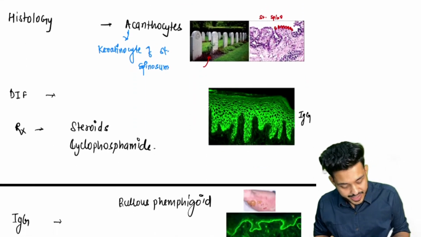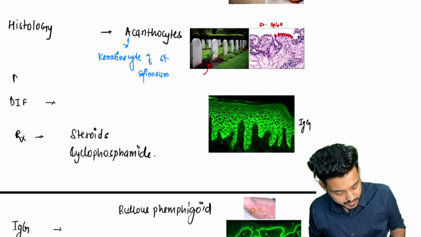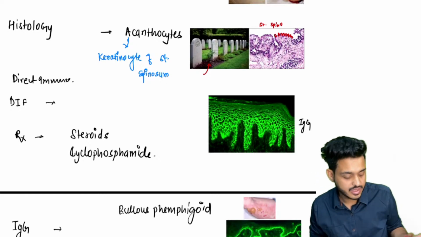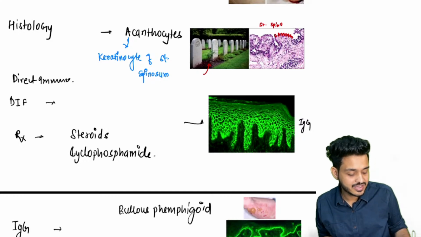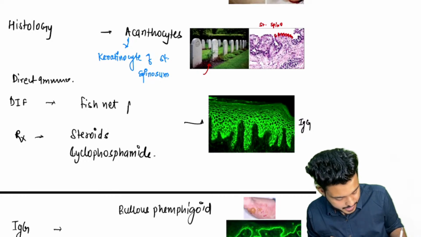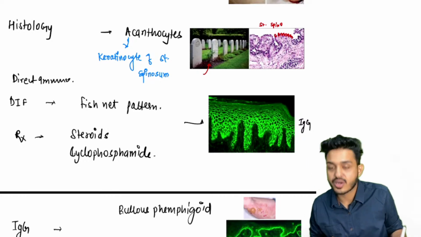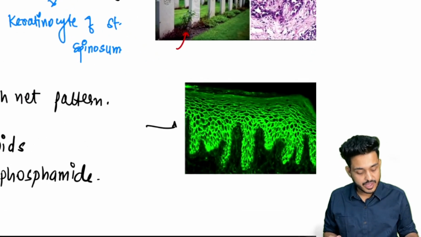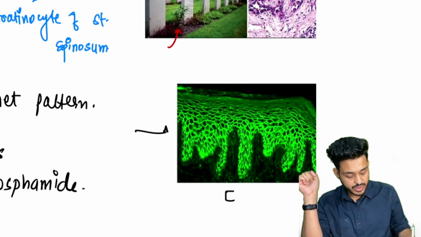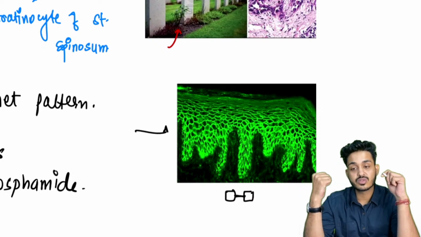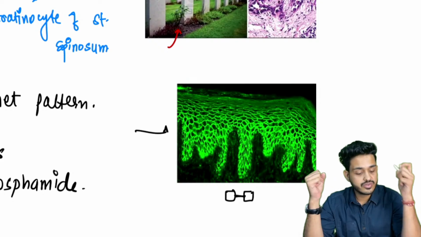When we do direct immunofluorescence, you will find a specific pattern known as the fishnet pattern. This is very simple. Here we have two keratinocytes bound together with the help of desmosomes. Now there is formation of antibodies.